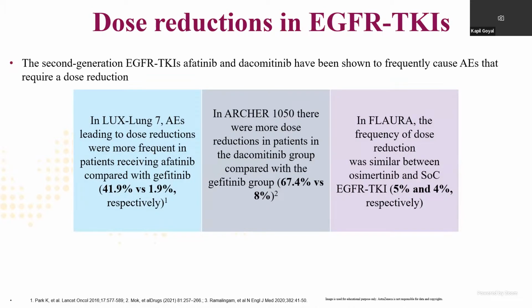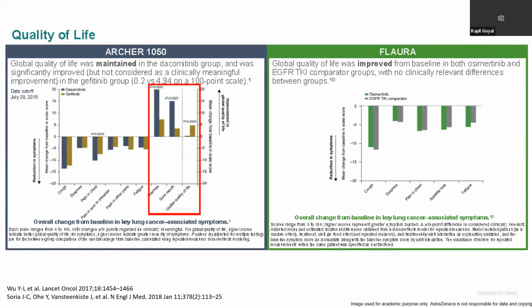If we look at the dose reductions which were required, in the LUX-Lung 7 trial, the adverse events leading to dose reduction were frequent in patients taking afatinib. Almost 42% of the patients required dose reduction, while with dacomitinib, 67% of patients required dose reduction, while in the FLAURA trial, only 5% of the patients required dose reduction. So here the data speaks for itself that osimertinib is very well tolerated and very infrequent dose reduction is required.